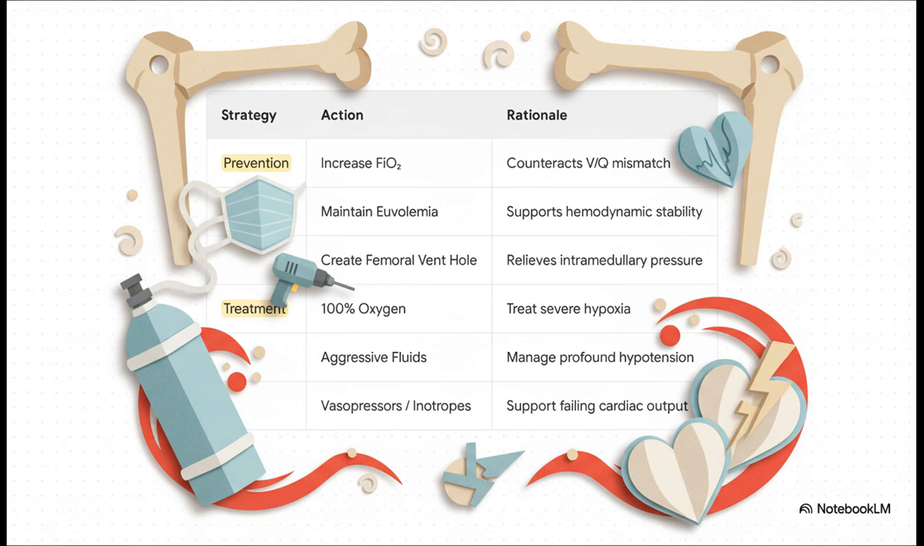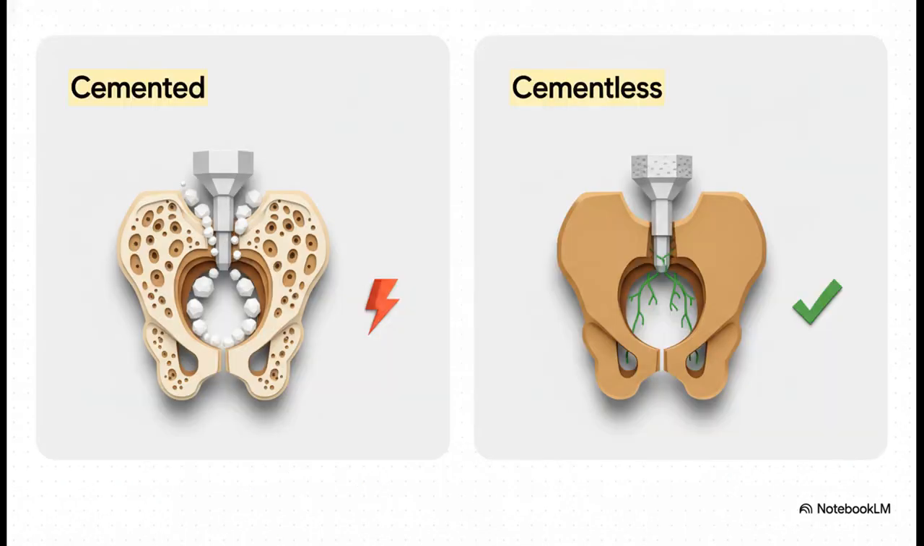If BCIS still happens, the response has got to be immediate. 100% oxygen, get the fluids in aggressively, and have a very low threshold for starting vasopressors or inotropes to support that failing heart. Now, the risk of BCIS is directly tied to which type of prosthesis is being used, and this slide shows the choice that surgeons have to make. For older, less active patients, maybe with a bit of osteoporosis, cemented prostheses are often preferred because they give immediate rock-solid fixation, but that comes with the built-in risk of BCIS.